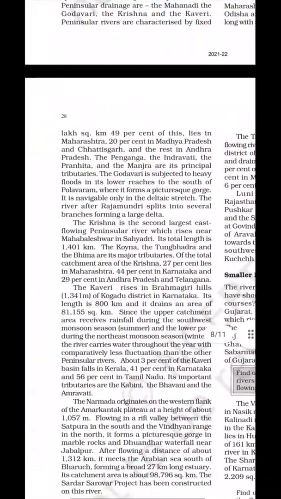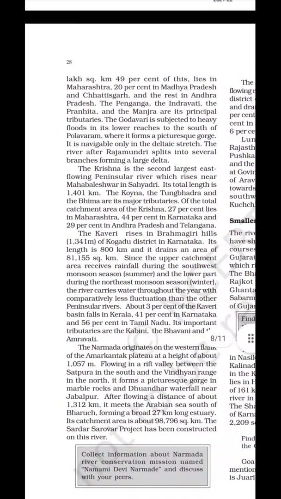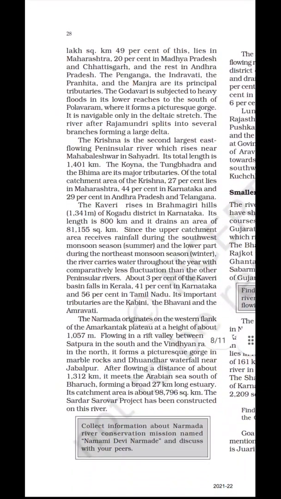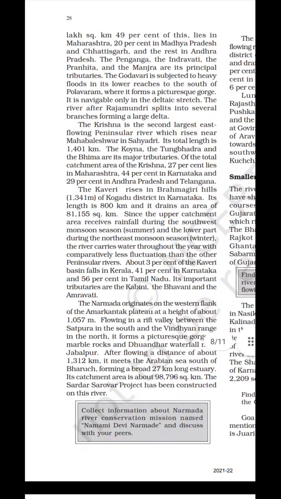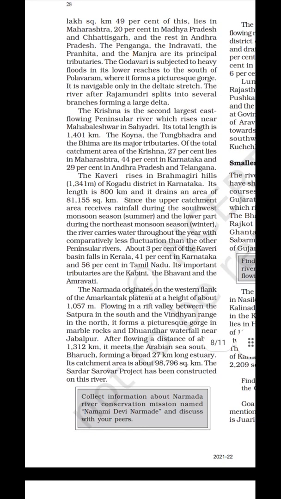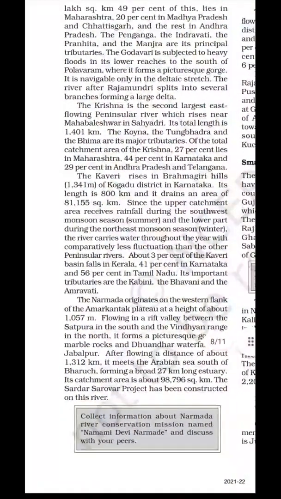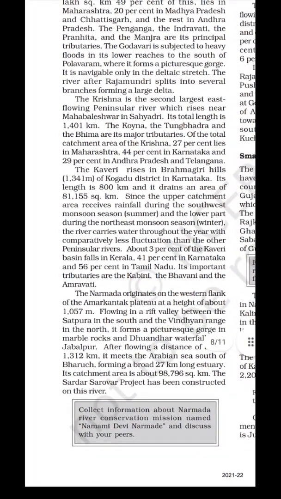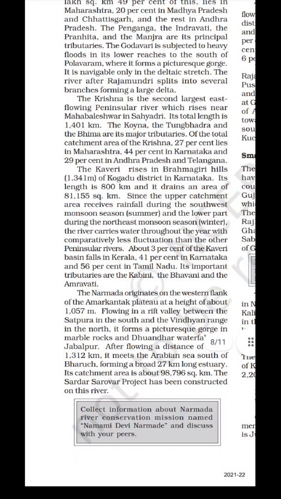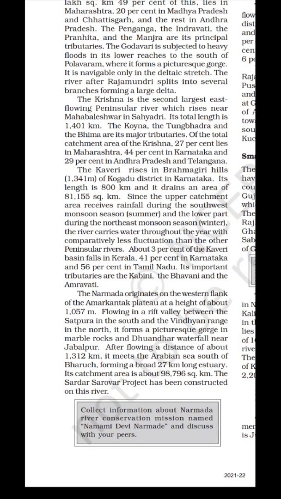49% of this lies in Maharashtra, 20% in Madhya Pradesh and Chhattisgarh, and the rest in Andhra Pradesh. The Penganga, the Indravati, the Pranhita, and the Manjra are its principal tributaries. The Godavari is subjected to heavy floods in its lower reaches to the south of Polavaram, where it forms a picturesque gorge. It is navigable only in the deltaic stretch. The river after Rajamahendri splits into several branches forming a large delta.